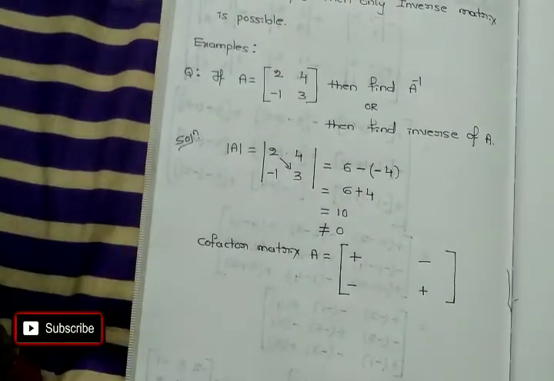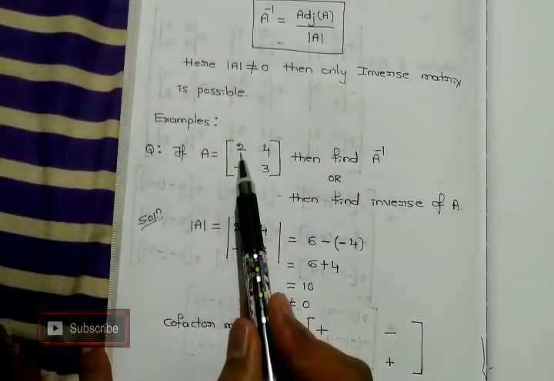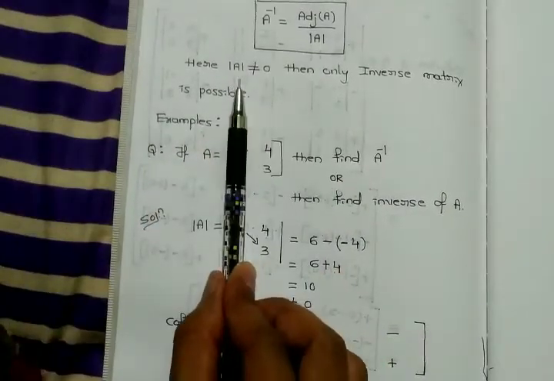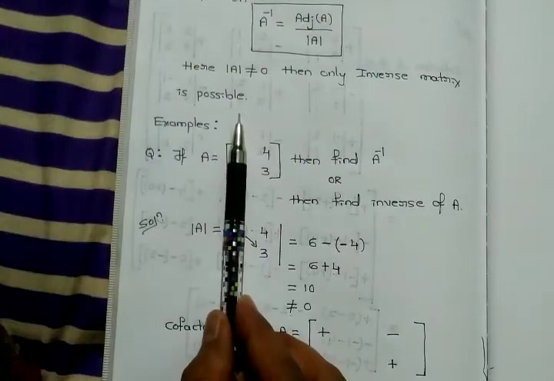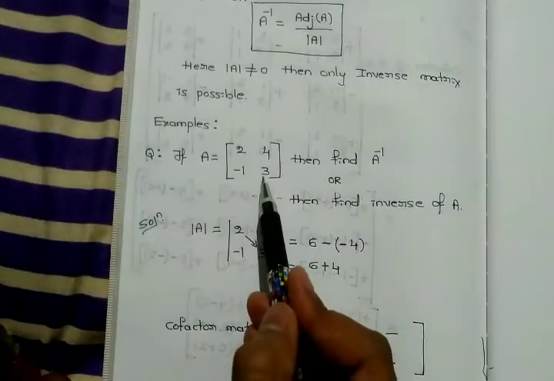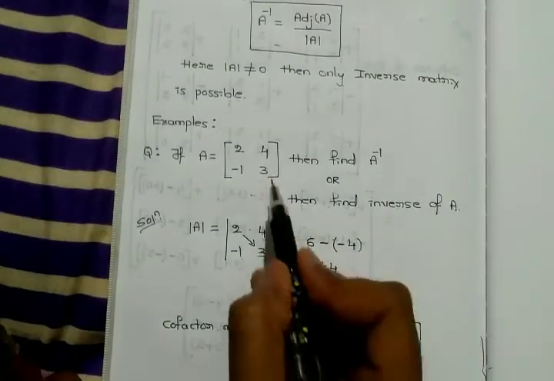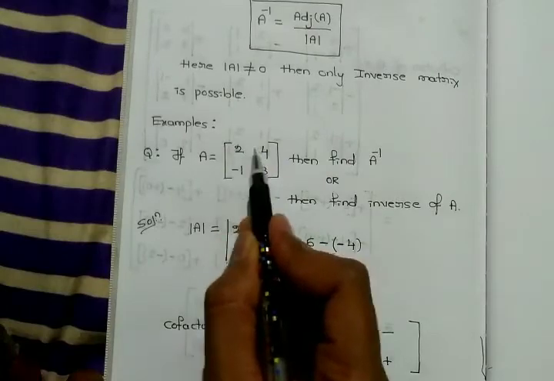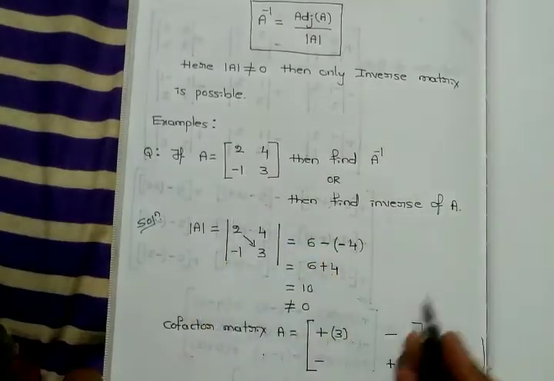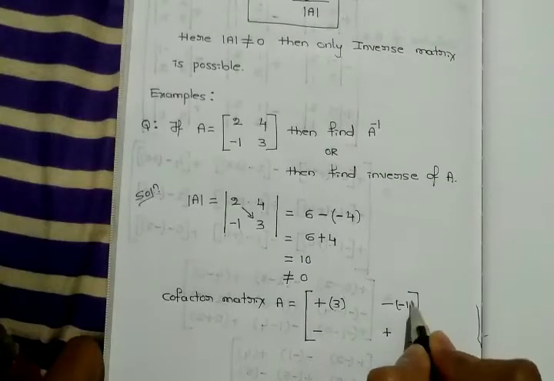Plus, minus, minus, plus. So take the first element. What is the first element? 2. Delete the column and that particular row. If I delete that row and column, what is the remaining element here? 3. Note down here 3. Second element 4. Whenever you are taking 4, delete the column and that particular row. Remaining element is minus 1. So write here minus 1.